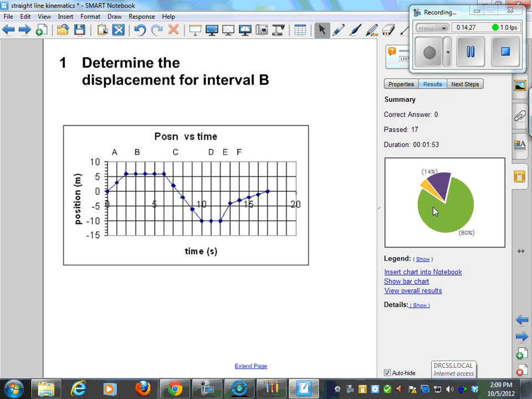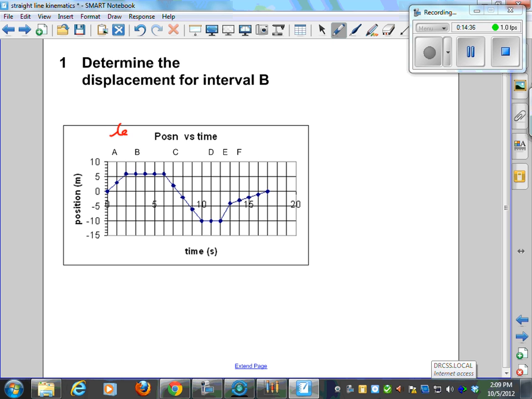First one, correct answer is 0. The displacement is 0. The initial position is minus 6. The final position is also minus 6. Minus 6 to minus 6. Displacement is 0. Okay, Brett, I need you to unplug there, please.